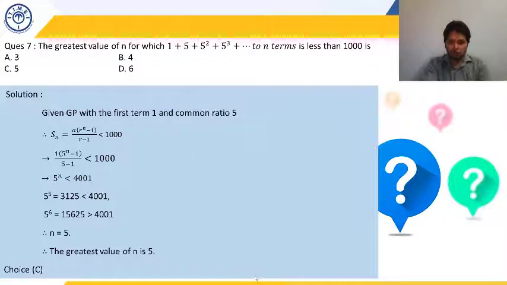So I hope this is clear to everyone. 1 plus 5 plus 5 square plus 5 cube. What is 1? It is going to be 1. What is 5? It is going to be 5. And what is 5 square? It is going to be 25. What is 5 cube? It is going to be 125. And what is 5 to the power 4? It is going to be 625. So after that, if we take 5 to the power 5, it is going to be 3125.